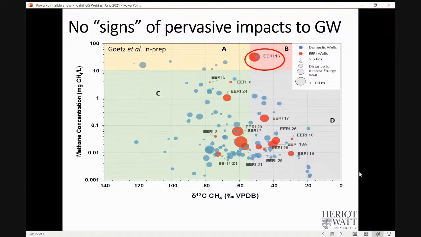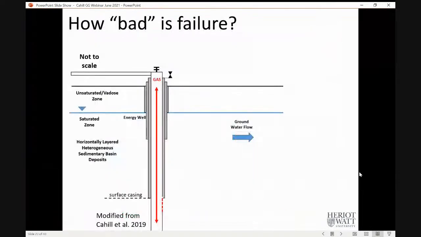In this case, we did have one well and one location where we saw signs which fell in this region, which we might link to energy well integrity failure. So while there's no pervasive impacts, of course, it is possible that you're going to get discrete events which may occur. And we're going to be following up to see what really is going on at this site shortly. Okay, so the final question to answer then was, well, how bad is integrity failure?